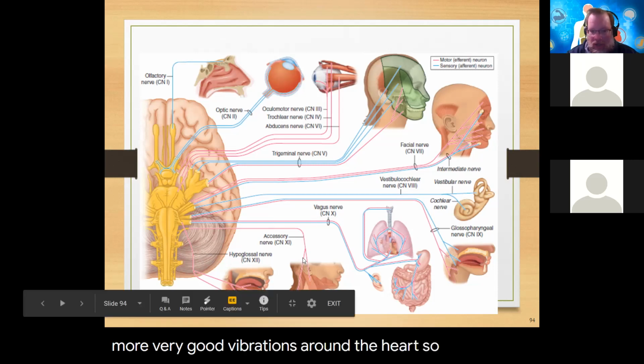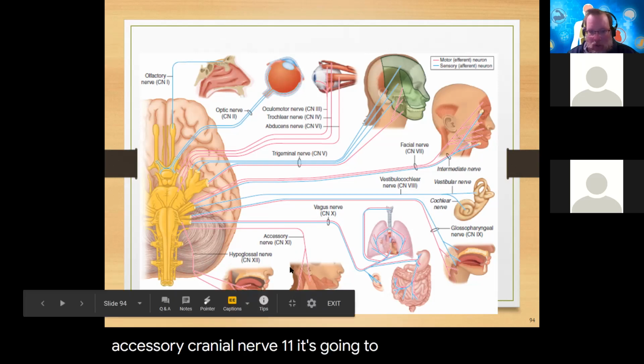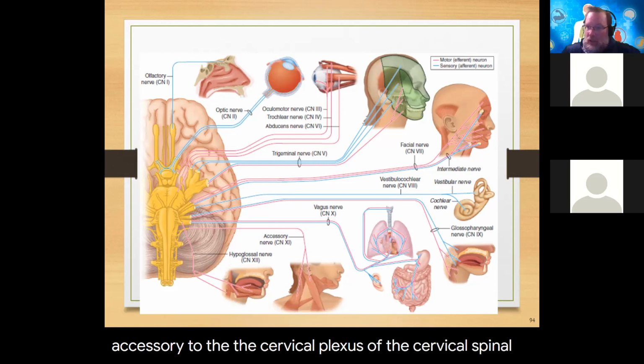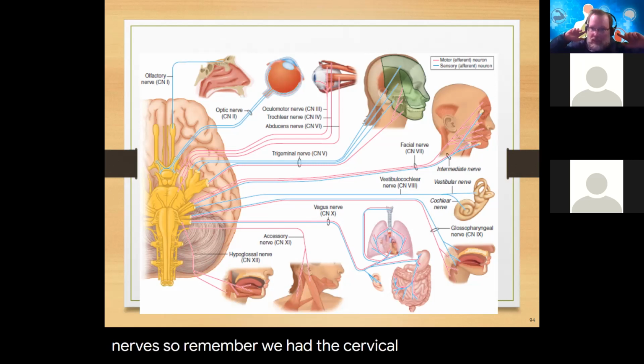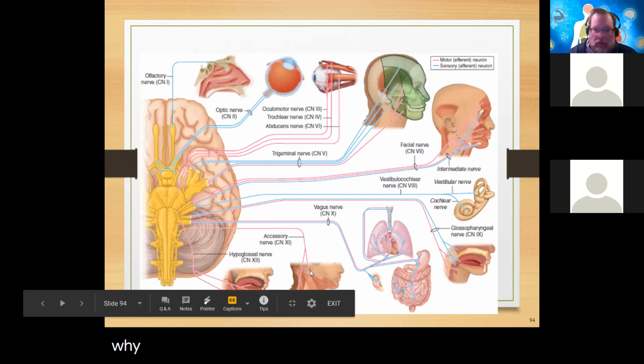So accessory, cranial nerve 11. It's just going to be a motor nerve that's going to help with sternocleidomastoid, trapezius, some of these upper neck muscles. So accessory is really the accessory to the cervical plexus of the cervical spinal nerves. So remember, we have the cervical plexus, cervical spinal nerves. This is the accessory to those. So that's why it's called that. It accessorizes some of those neck muscles.